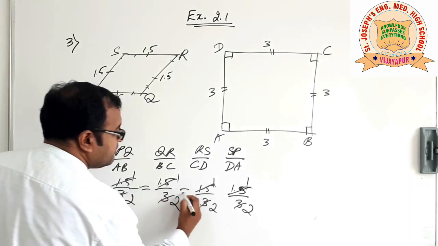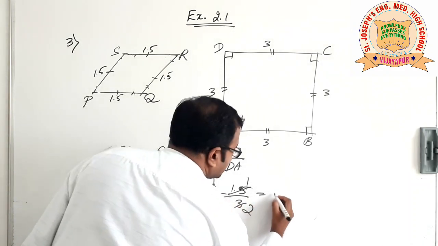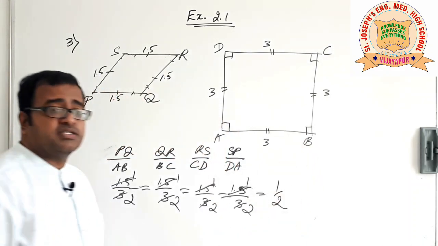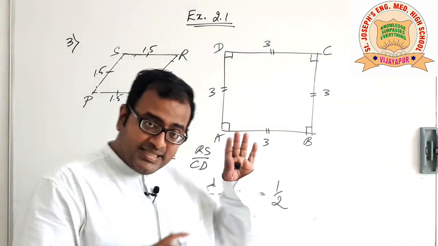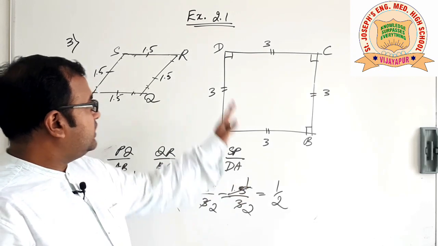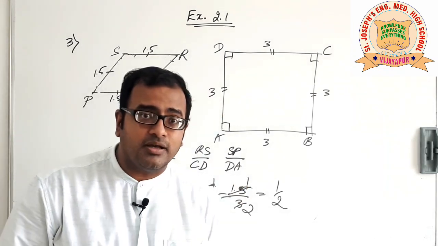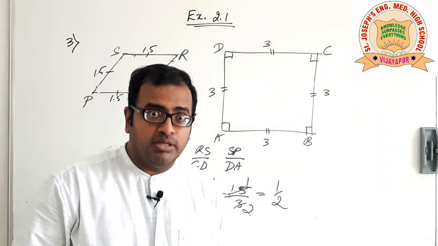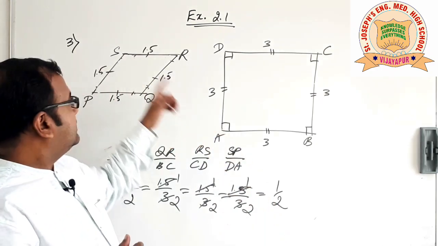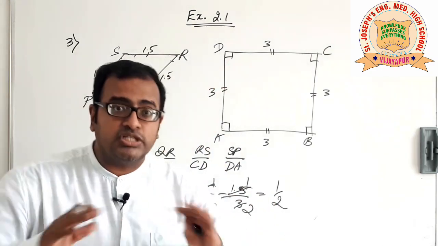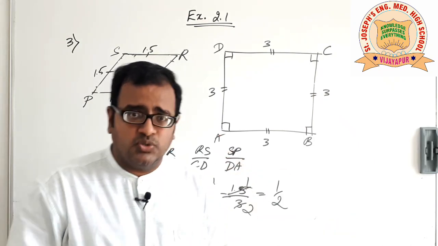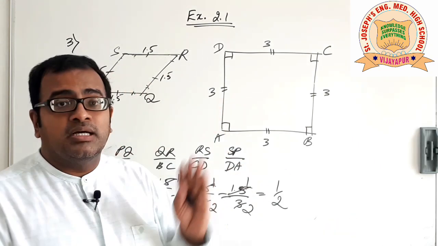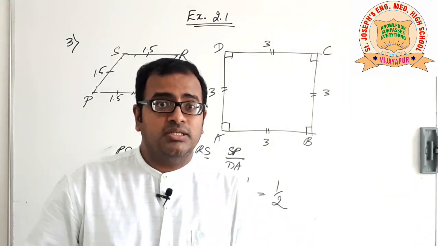So all of them are equal, which means there is a scale factor or representative fraction, which is 1 by 2. But is this enough? The sides are proportional. Is it enough to say the two quadrilaterals are similar? No, because we need to go for the angles. The corresponding angles, however, are not equal. So one of the conditions is satisfied, but the other condition doesn't. So these two quadrilaterals are not similar.